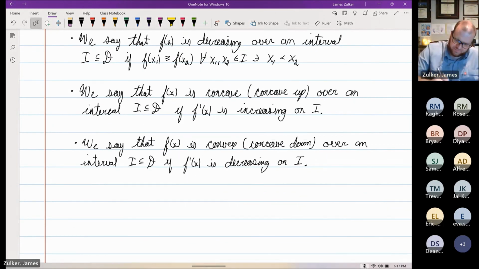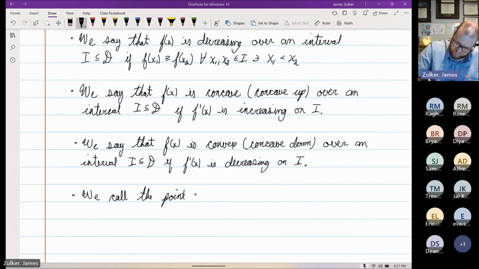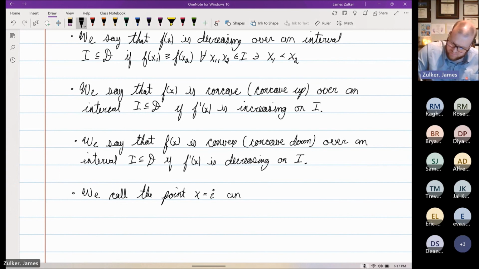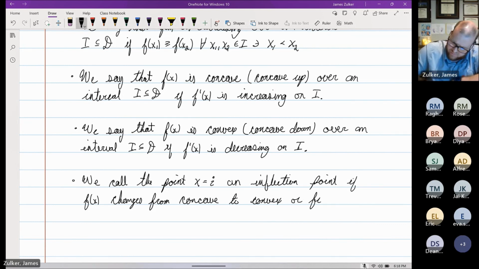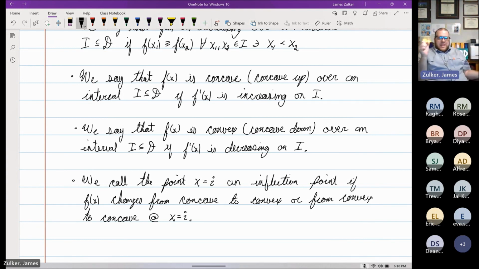All right, there's one more definition. X equals c is an inflection point if your function switches concavity at that point. So it goes from concave to convex or from convex to concave at that point.